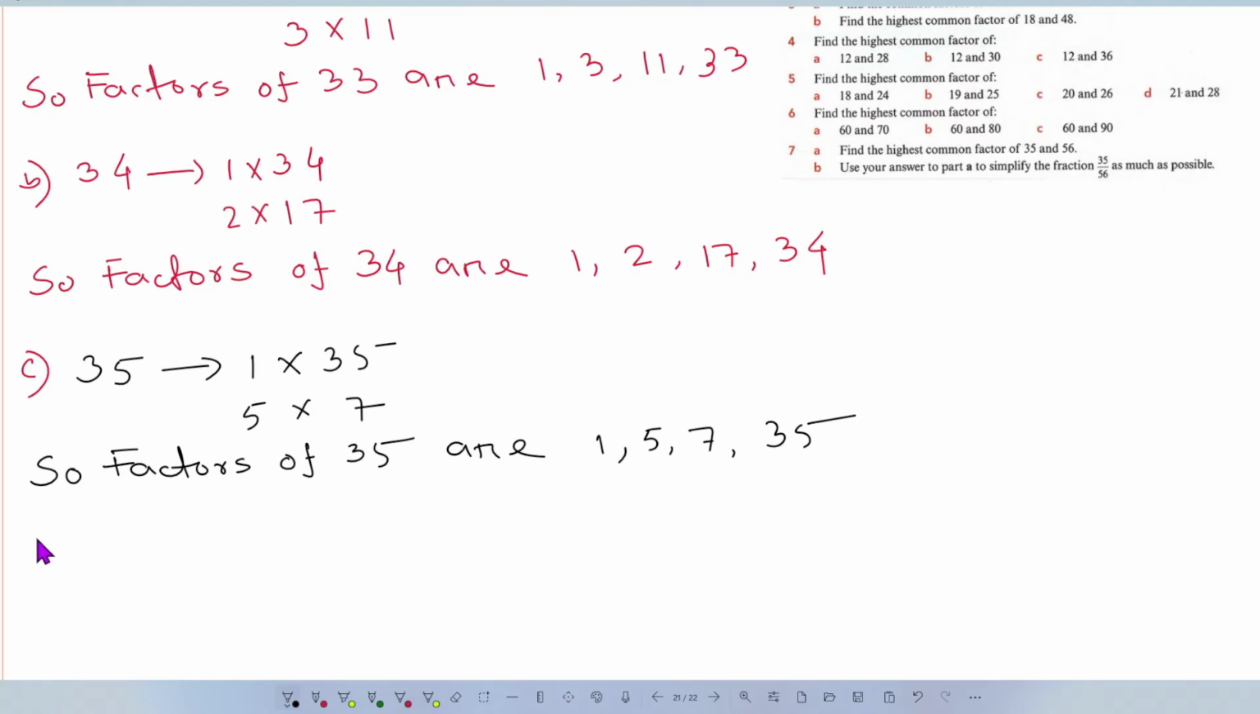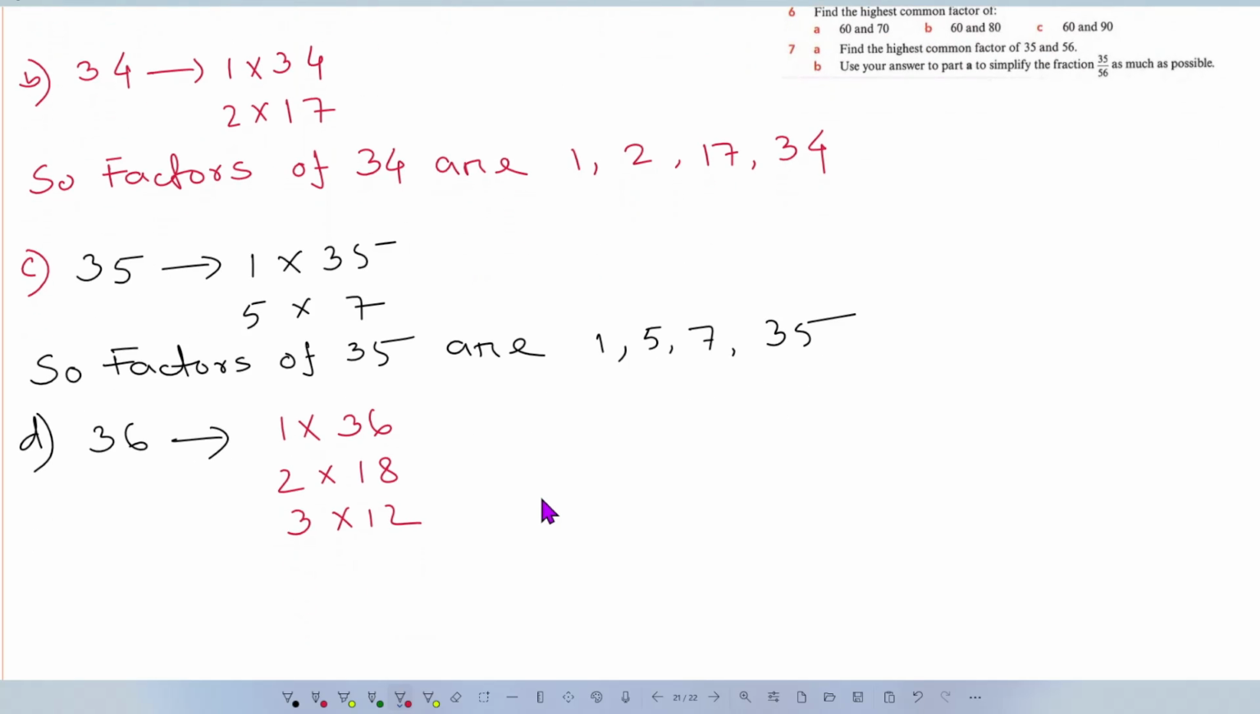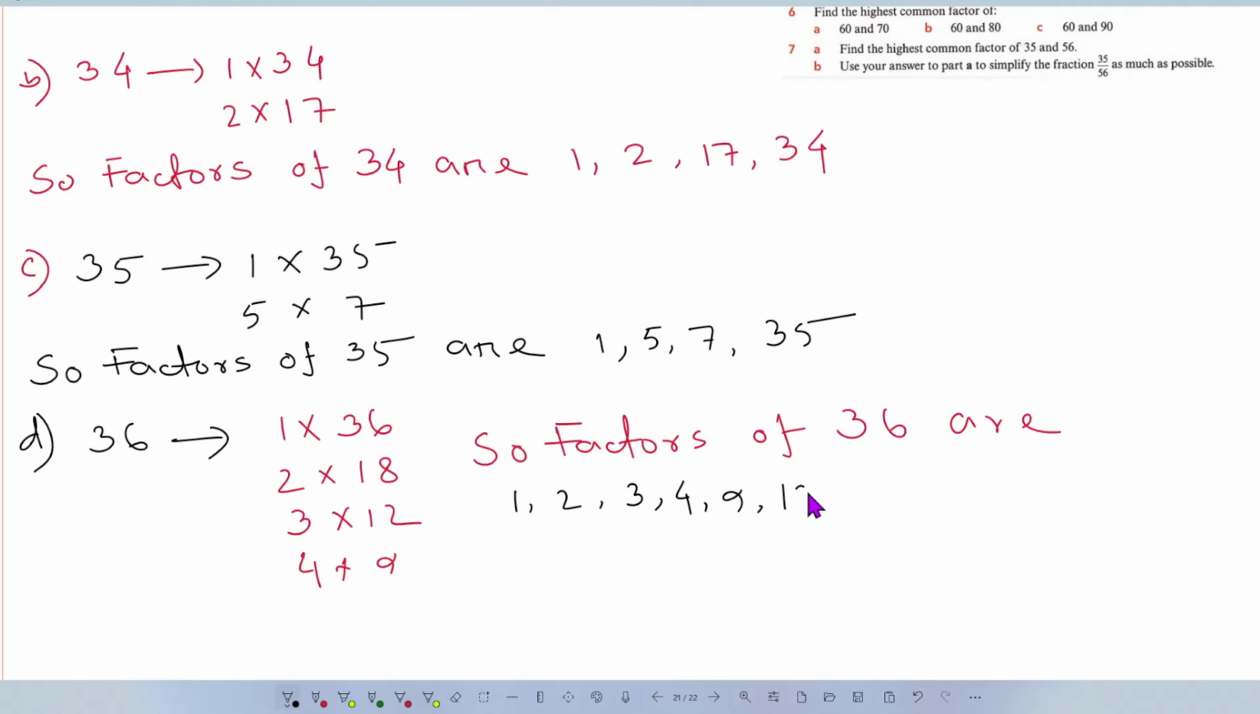Then number D, 36. This one 1 times 36, 2 times 18, 3 times 12, then 4 times 9, it's enough. So we can write factors of 36 are what? 1, 2, 3, 4, 9, 12, 18, 36.